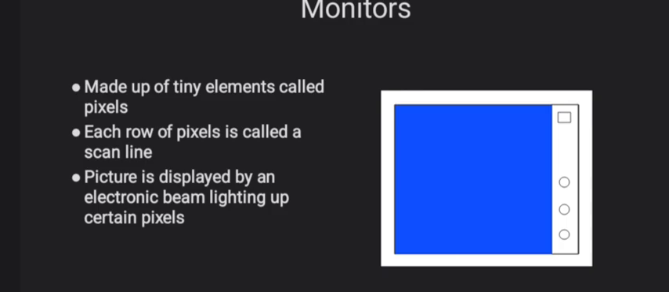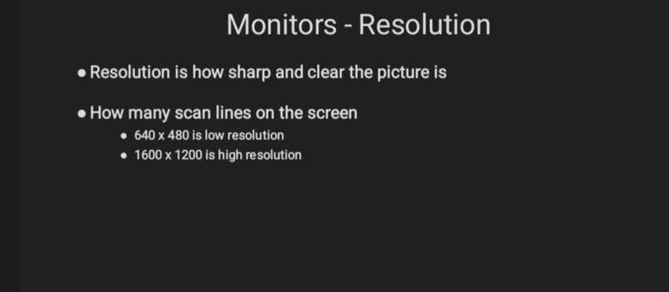Monitor is used to view the results of the processed data. It can be made of tiny elements called pixels. Each row of the pixel is called a scan line, and the picture is displayed by an electronic beam lighting up certain pixels.